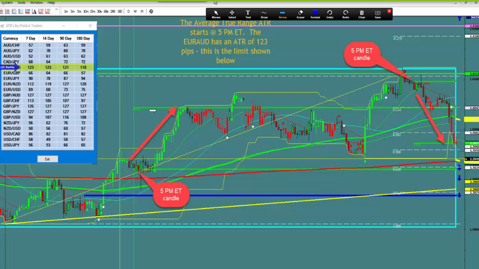All right, so we start with the 5 p.m. candle. We find that right there, and we measure up 123 pips, and there you went, right there. Over here, coming down, there's the 5 o'clock candle. Where did it go? Right to the 123 pip target. That's just a simple example. I'm going to show you lots of them here in just a second.